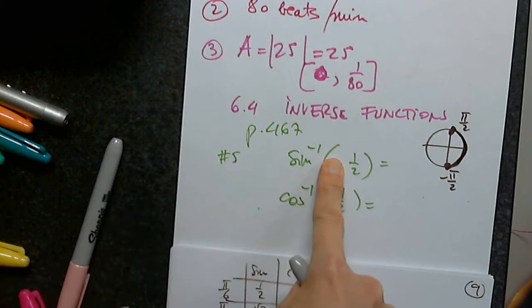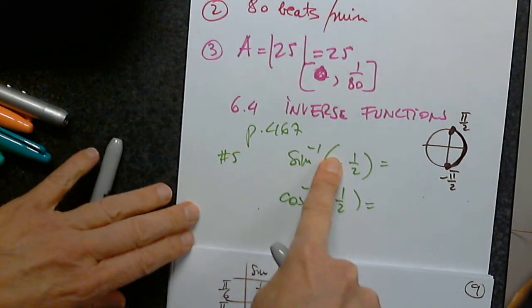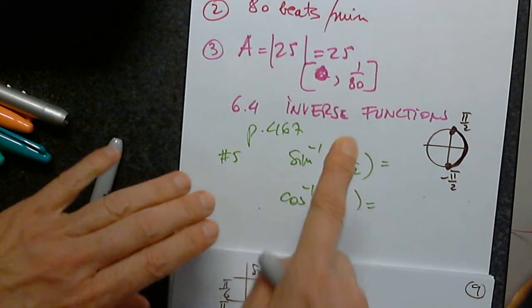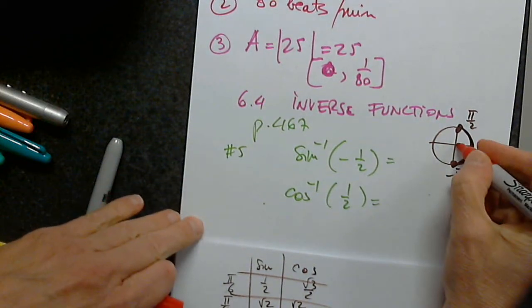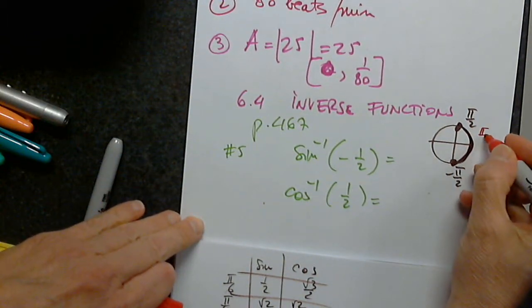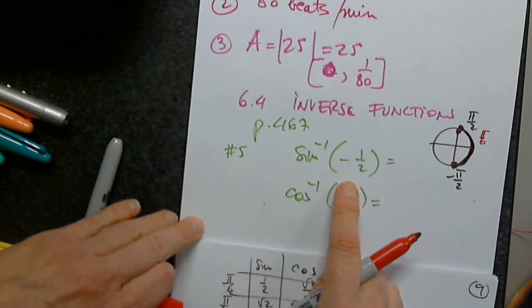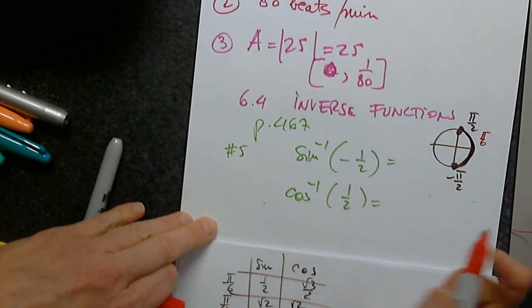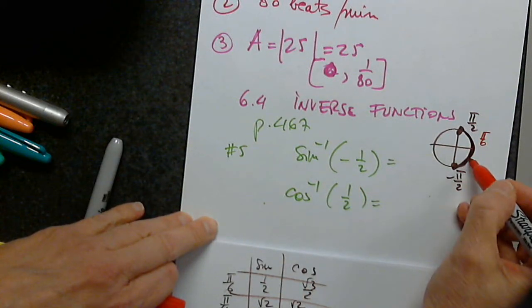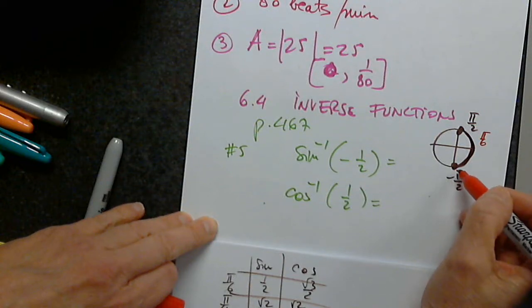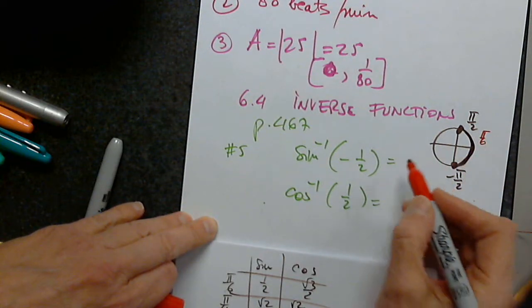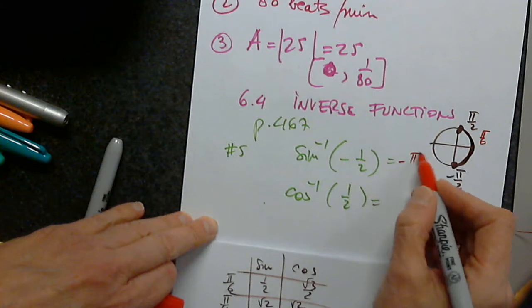Good. So now I'm asking myself, I covered the negative, and I'm asking myself, which angle has sine 1/2? π/6. But if I put π/6, it will be here, but then it will not be negative 1/2. So it has to be here. What is this? Between negative pi over 2 and pi over 2. That's it.